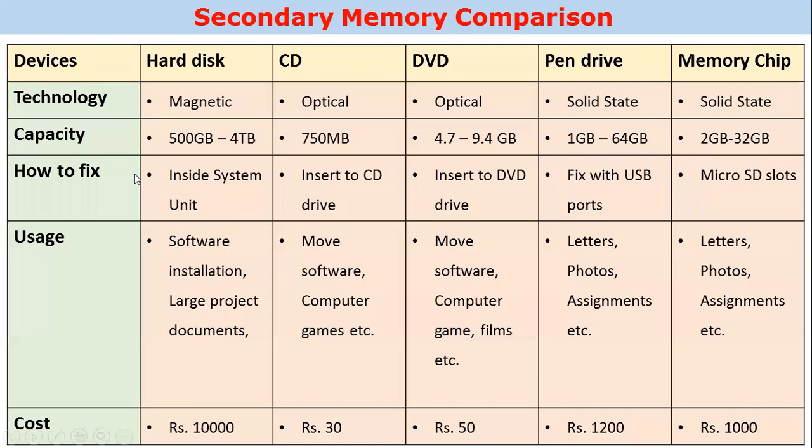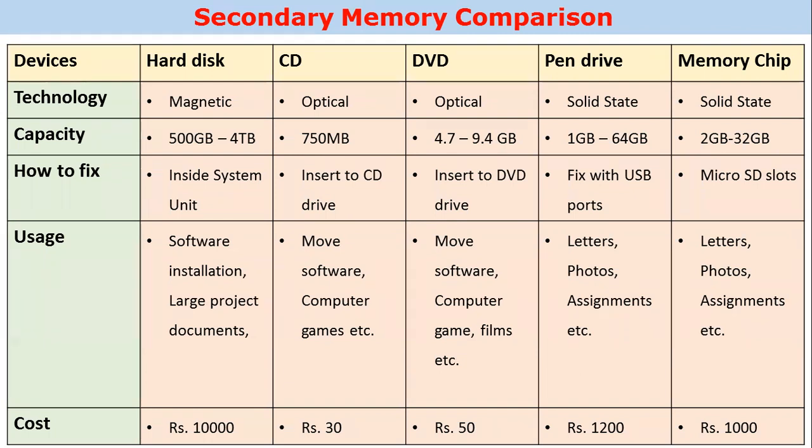Then look at the next feature, usage. What type of usage does each device have? Normally the hard disk is used to store software installations or large projects or large documents. There are some documents you want to keep for a long time. In that case, the most suitable one is the hard disk.